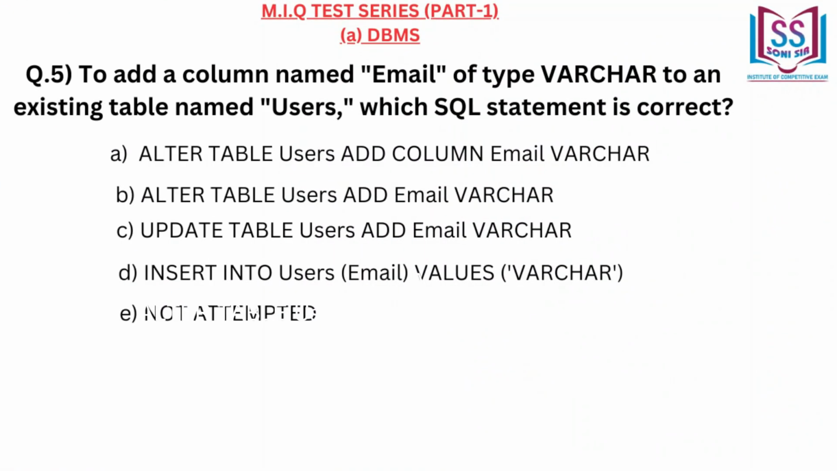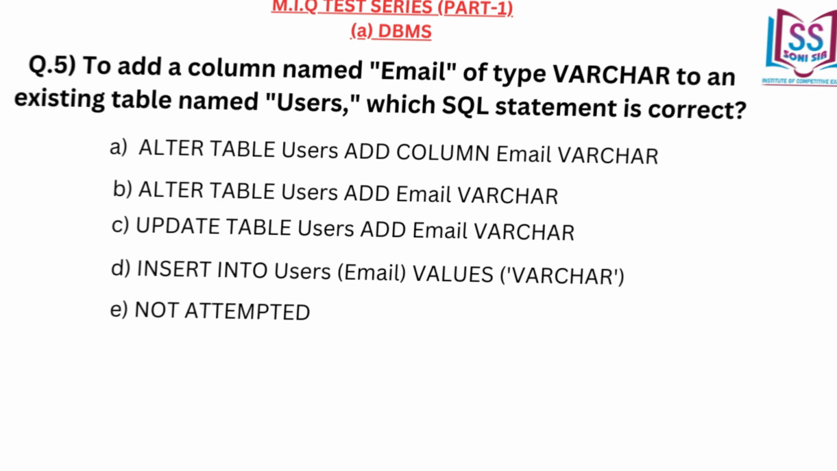To add a column named email of type varchar to an existing table named users, which SQL statement is correct? A. Alter table users add column email varchar. B. Alter table users add email varchar. C. Update table users add email varchar. D. Insert into users email values varchar.